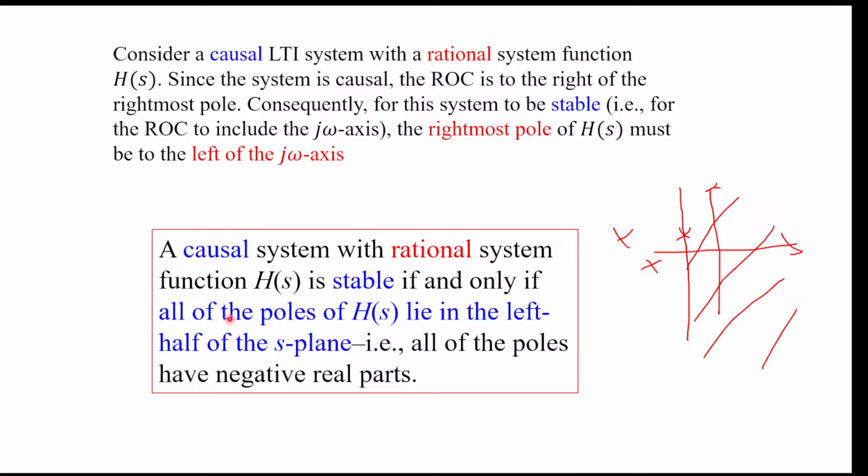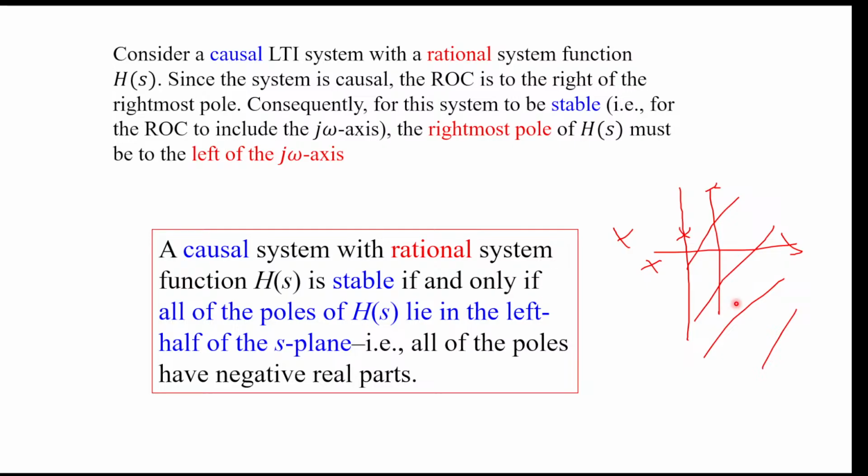Now we can think about a system that is both causal and rational. We can combine all those properties together. If we have a causal system, and it also has a rational system function H of s, then we know the ROC is to the right of the rightmost pole, because the ROC needs to extend to the right, and it cannot contain any pole. Now if we want it to be causal, rational, and also stable, then we know that the ROC should also include the jω axis.